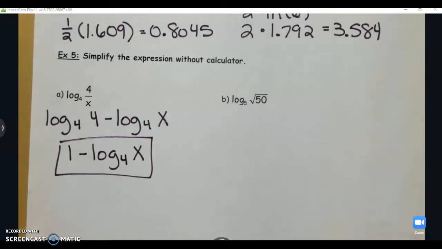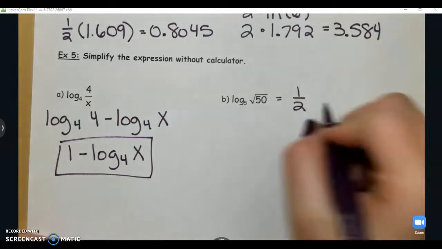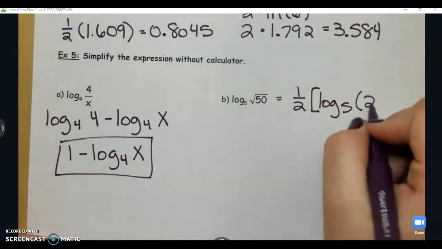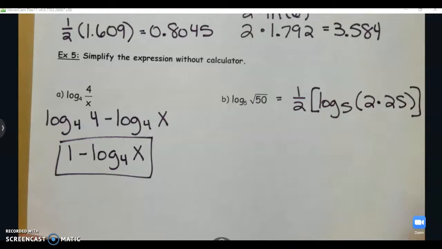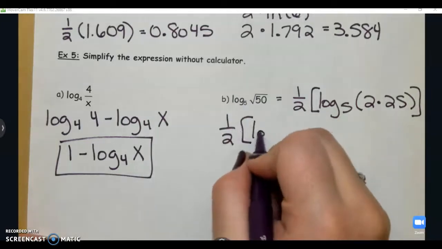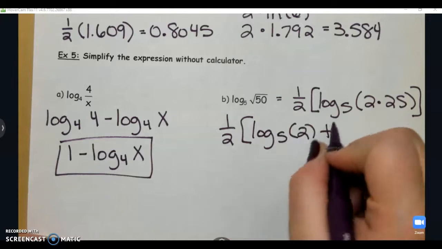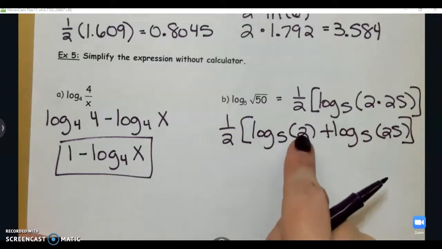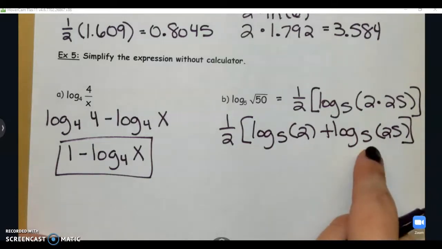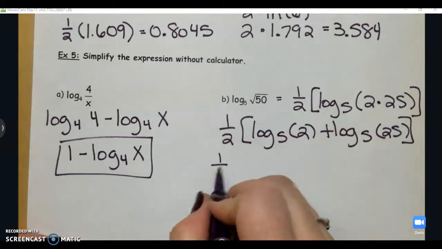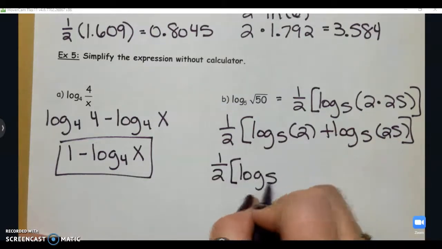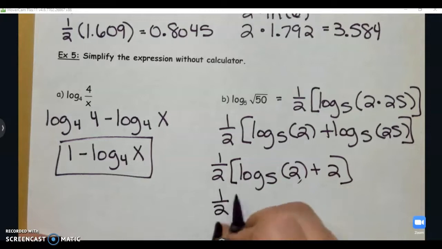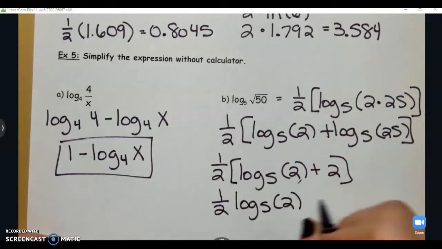Okay. Log base 5 square root of 50, that is 1/2 log base 5 of 50, which is equivalent to 2 times 25. So that's going to be 1/2 times log base 5 of 2 plus log base 5 of 25. Now, log base 5 of 2 I can't find without a calculator, but log base 5 of 25 is 2. So that's 1/2 log base 5 of 2 plus 2. So if I distribute that 1/2, I'm going to get 1/2 log base 5 of 2 plus 1.